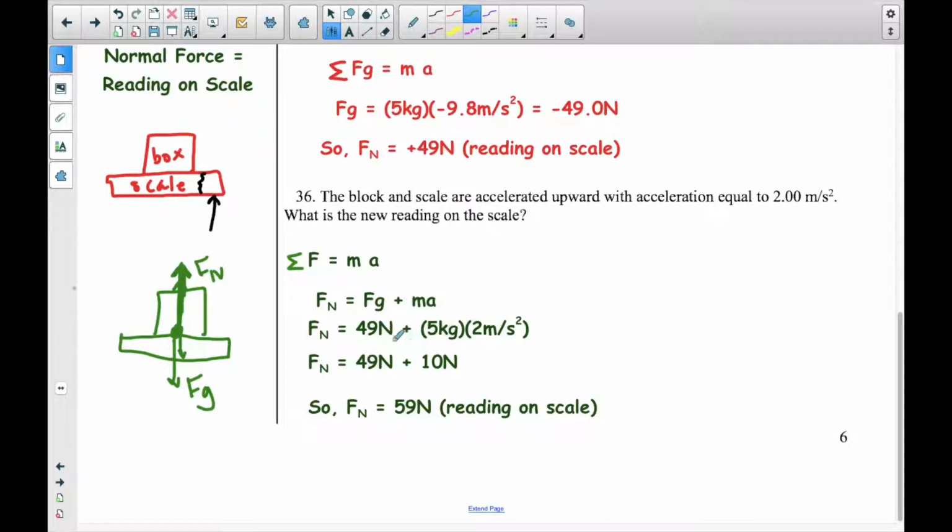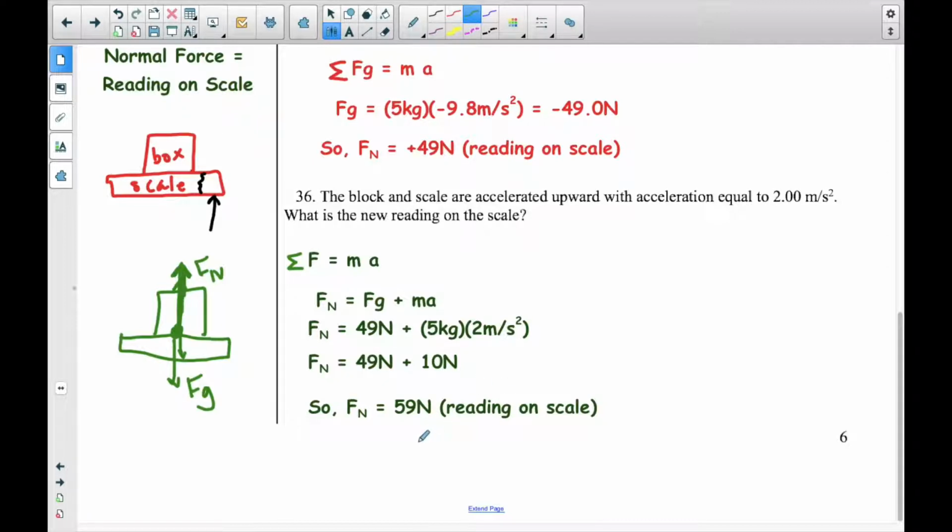49 newtons, plus we have this acceleration going on, this elevator, which is adding some apparent weight to what we're doing. How much? Well, mass times acceleration. The mass is 5 kilograms. The extra acceleration is 2 meters per second squared. So we're going to add those together and we're going to get a total of 59 newtons.